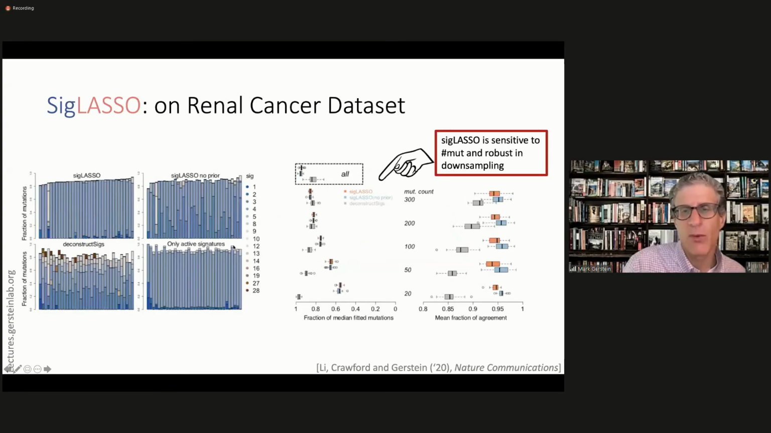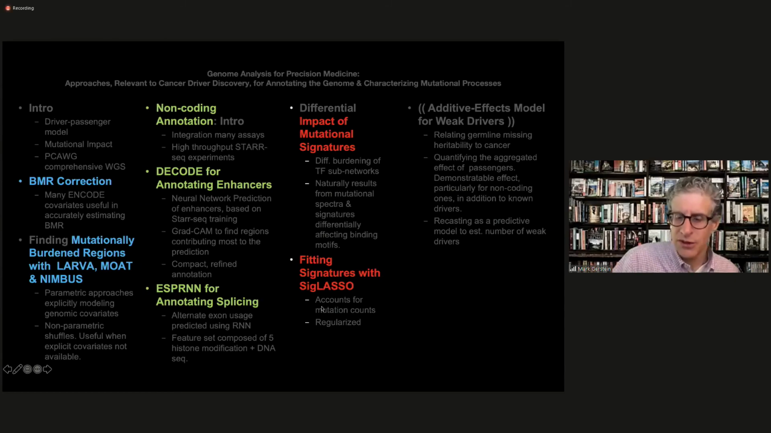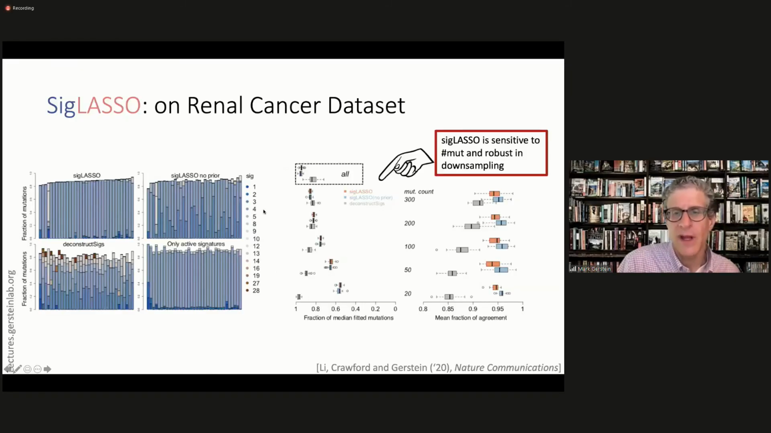And then we can more analytically see, well, if we look at the fraction of mutations that we can fit with our signatures, we can look at that relative to the number of mutation counts. And obviously, as the mutation counts fall down, we abstain more and more. We can't fit our model.